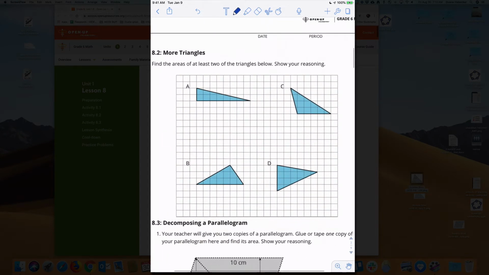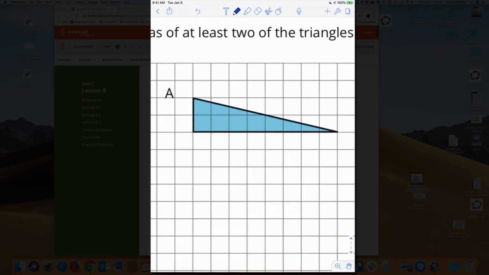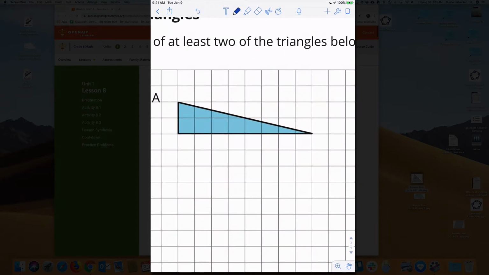All right, so now on this one, it says we're supposed to find the areas of at least 2 of the triangles below. Show your reasoning. We remember that a parallelogram is base times height, right? And since the area of a parallelogram is base times height, and the triangle is going to be half of that parallelogram, all we have to do is find the parallelogram. There it is. In this case, it's a rectangle. Find the area of that entire thing, and then divide by 2.